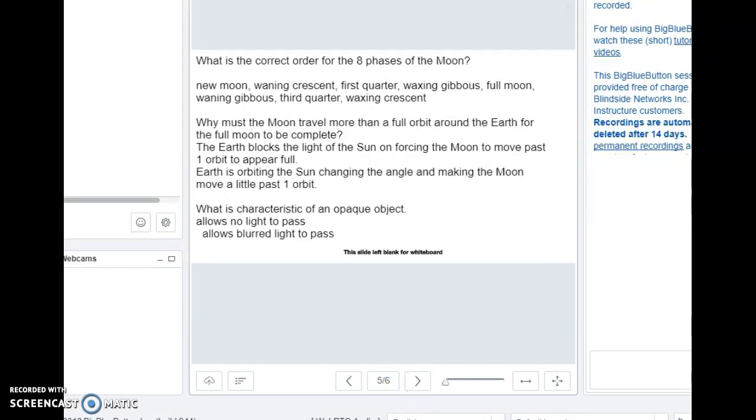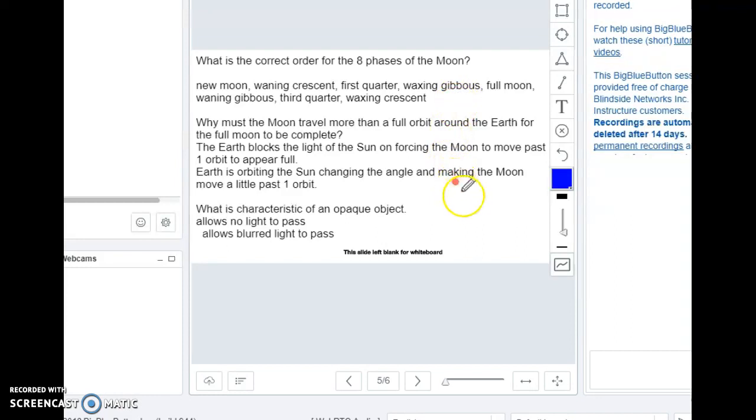All right, next question. What is the correct order for the 8 phases of the moon? In other words, be sure that you know the correct order of the 8 phases of the moon. This is already in the correct order: new moon, waning crescent, first quarter, waxing gibbous, full moon, waning gibbous, third quarter, and waxing crescent. So be sure that you know the 8 phases of the moon in order.